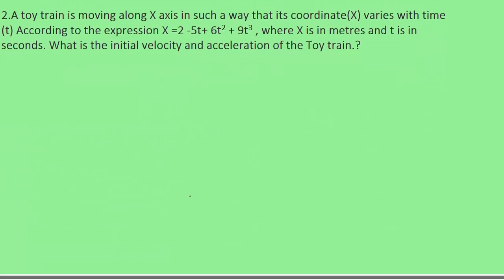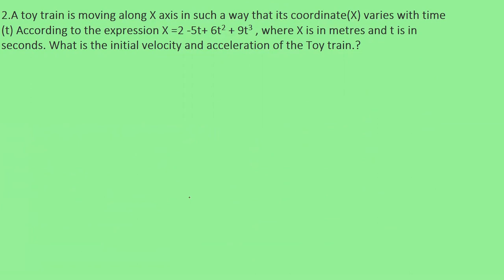Now the question is: a toy train is moving along the x-axis in such a way that its coordinate x varies with the time t according to the expression x equals 2 minus 5t plus 6t square plus 9t cube, where x is in meters and t is in seconds. What is the initial velocity and acceleration of the toy train?